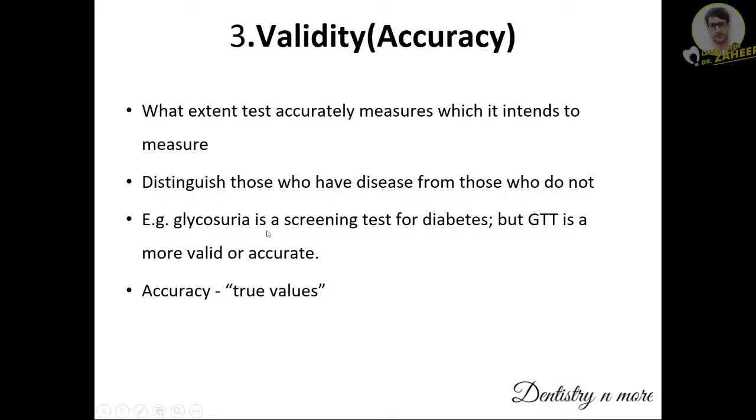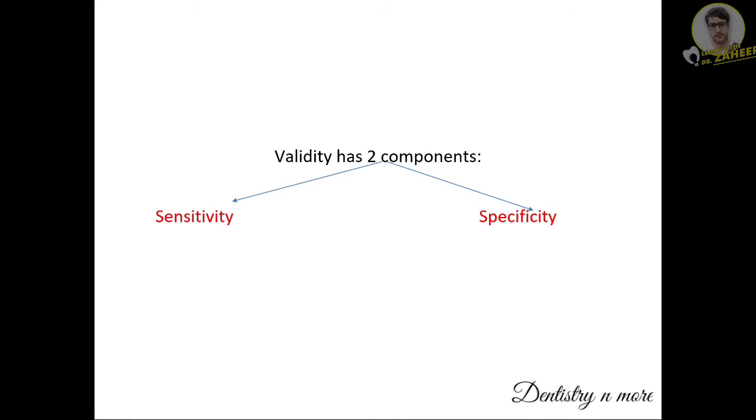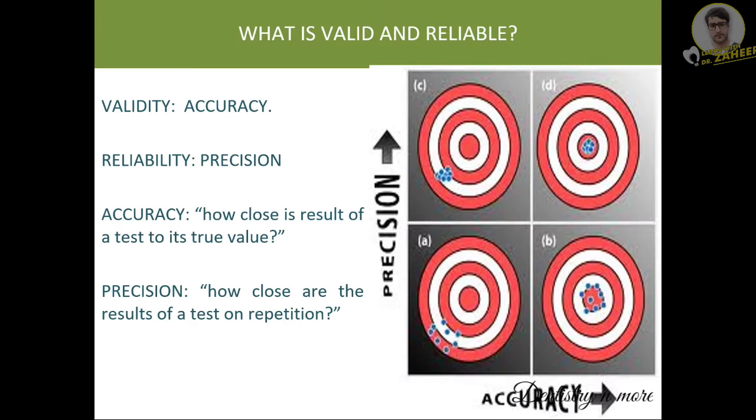We can say glycosuria is a screening test for diabetes, but GTT, glucose tolerance test, is more valid, just like the antigen test is a screening test, whereas the RT-PCR is a confirmatory or more accurate test. So validity has two components, that is sensitivity and specificity. So this is a picture you need to visualize when thinking about sensitivity and specificity.